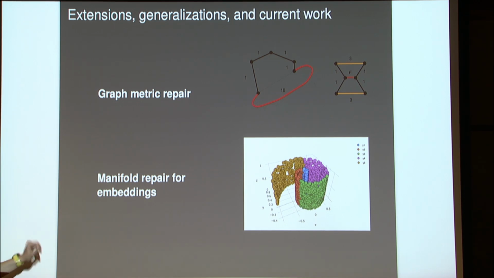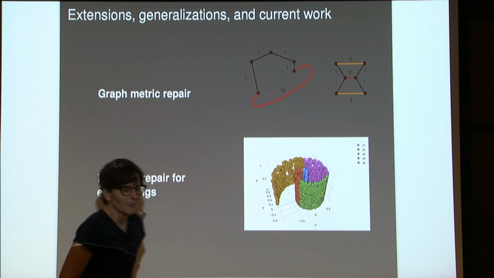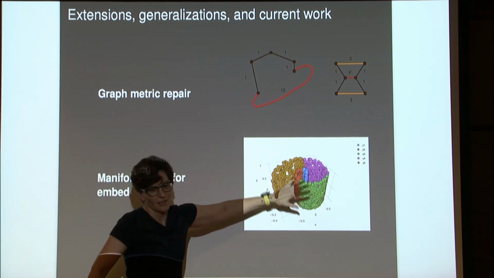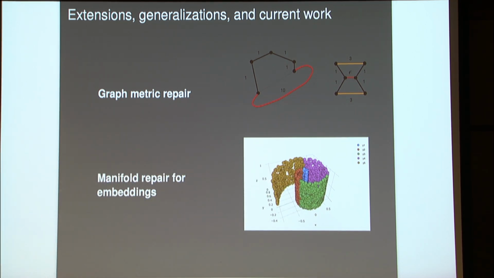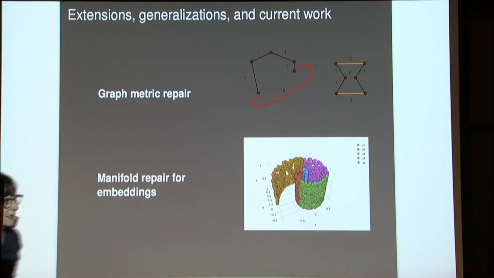We've also used this idea for sort of data imputation, but really more like, suppose your distances are corrupted because you have missing values in your data. Instead of filling in values, repair the distances, and then run downstream machine learning algorithms like manifold embedding.